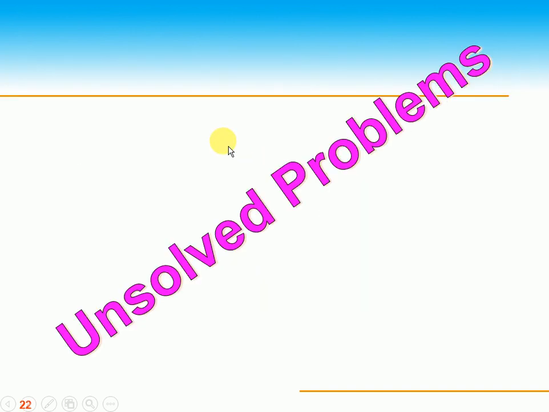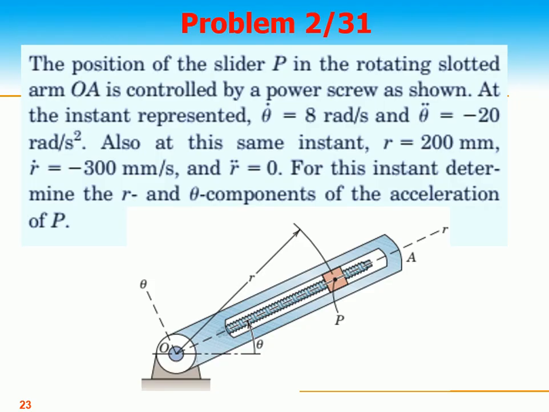Thank you. So let's move to the unsolved problems in your book. Problem 2/31. The position of the slider P in the rotating slotted arm OA is controlled by a power screw as shown. At the instant represented, theta dot is equal to 8 radians per second, and theta double dot is equal to minus 20 radians per second squared.